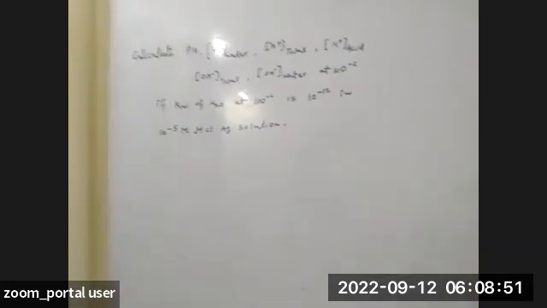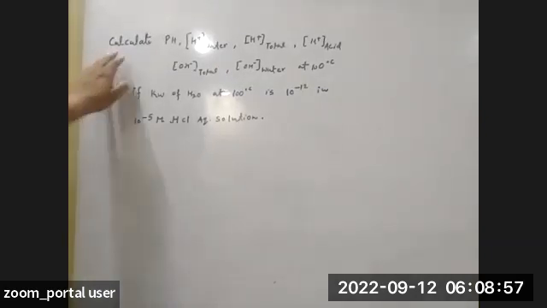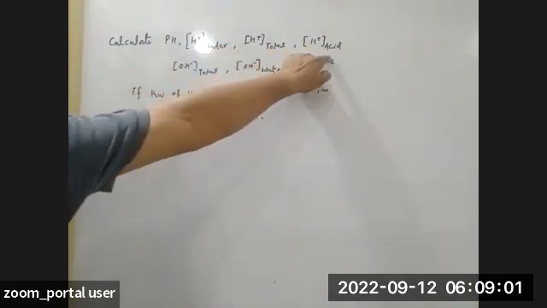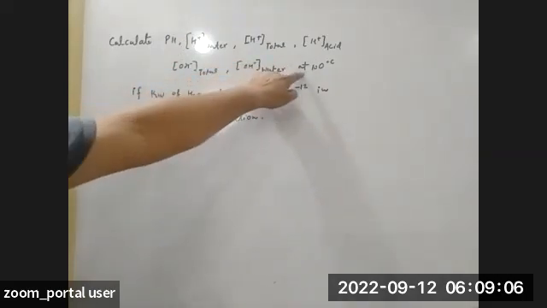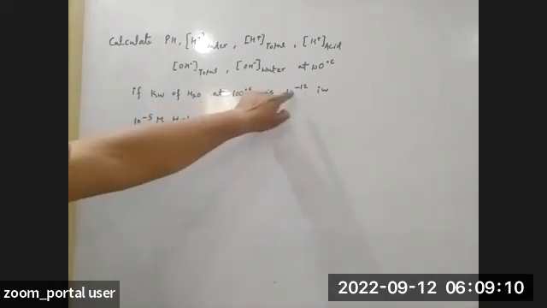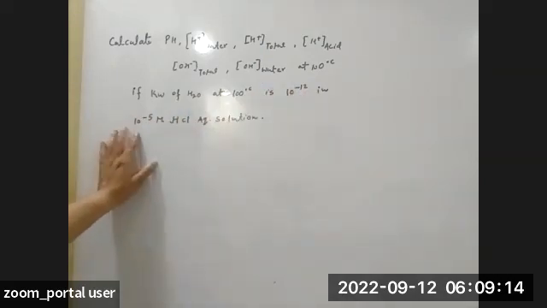Now solve this question. Calculate pH, H plus from water, H plus total, H plus concentration from acid, OH minus total, and OH minus from water at 100 degrees centigrade, if Kw at 100 degrees centigrade is 10 to the power minus 12, in 10 to the power minus 5 molar HCl aqueous solution.